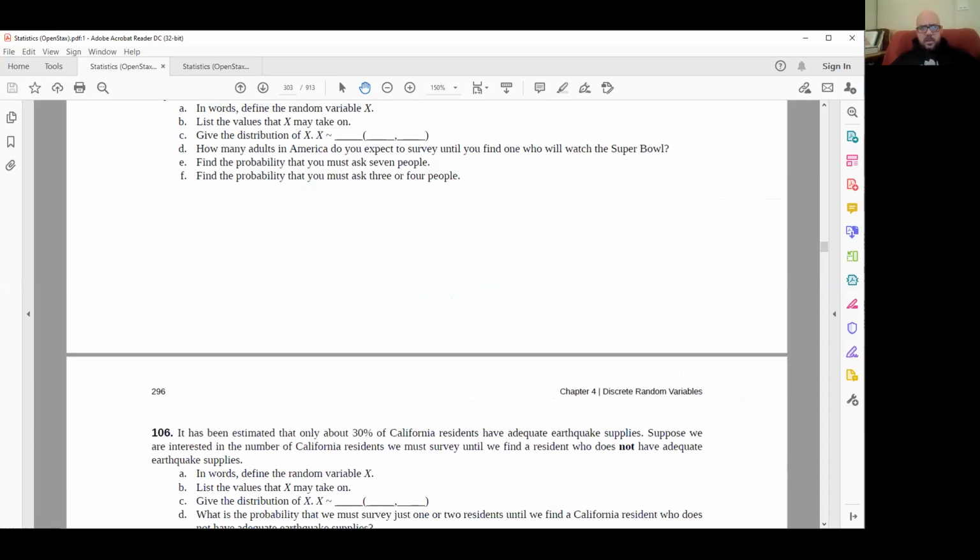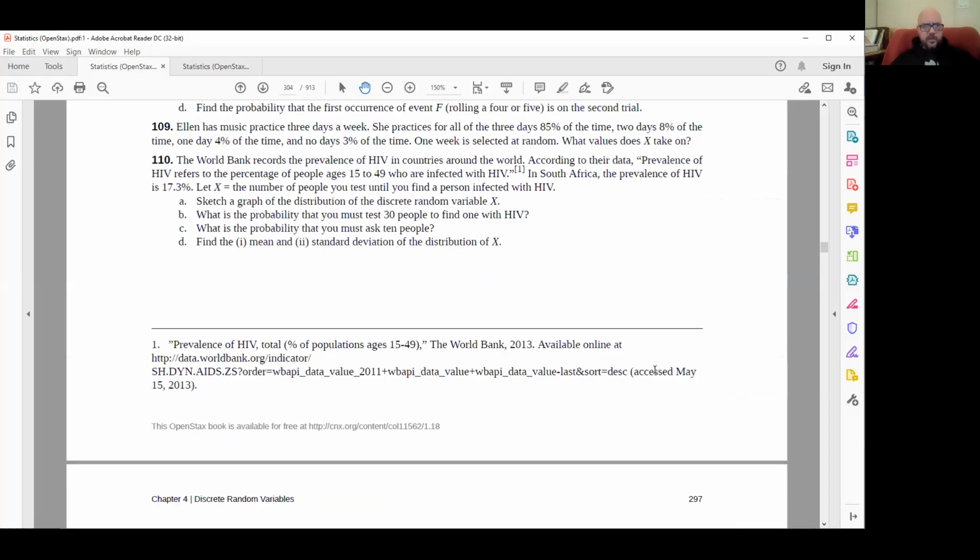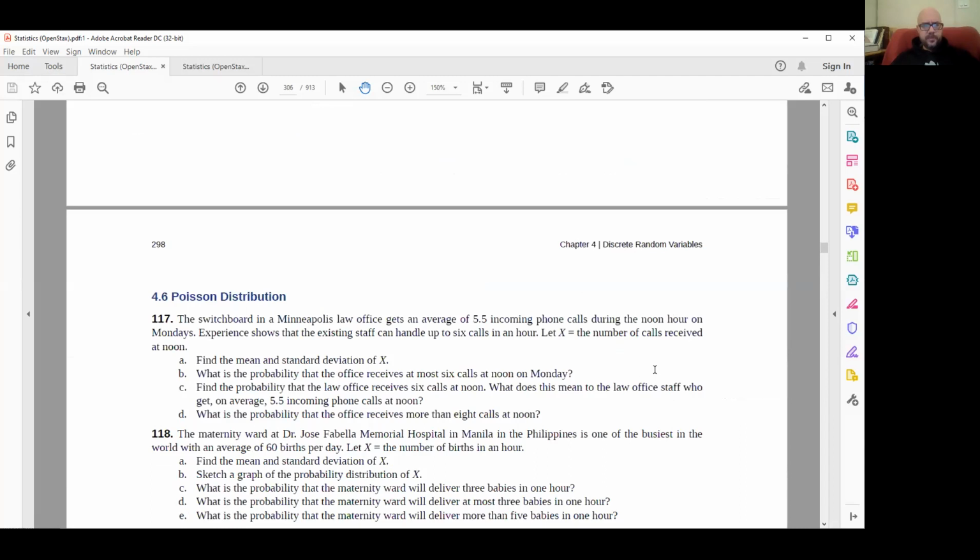Last problem, I think. Yeah, last one is 118. I believe that's the maternity ward one, right? A lot of people have trouble with this one.